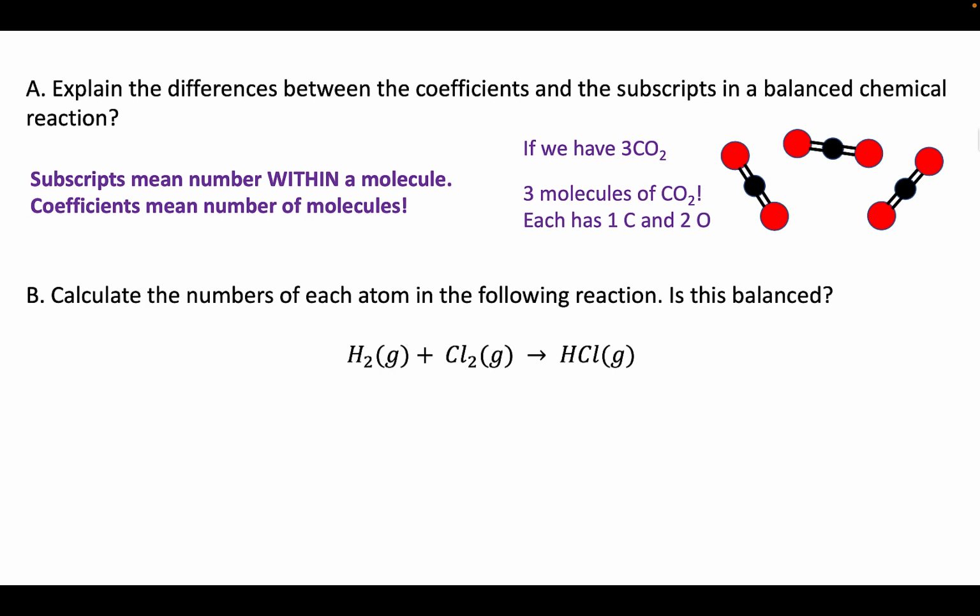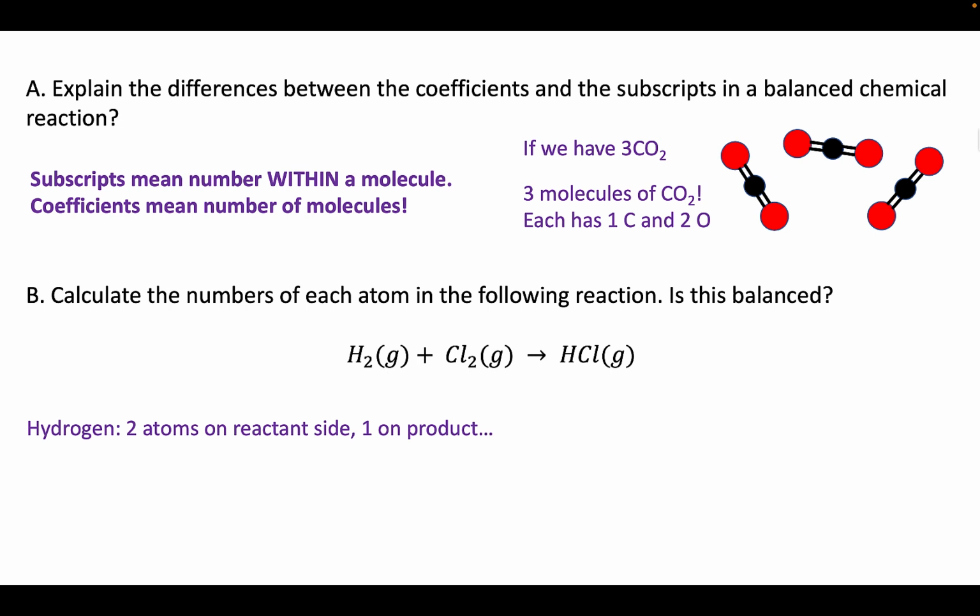Next, we want to say, what is the number of each atom in the following reaction, and is it balanced? We've talked about balancing chemical reactions, where we want to make sure that the number of atoms on the reactant side is equal to the number of atoms on the product side. So let's take a look.